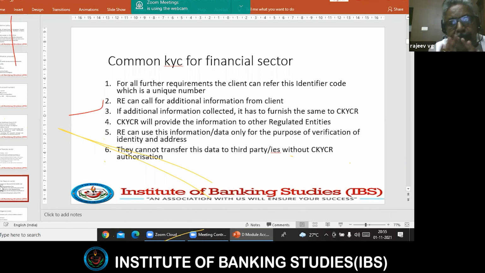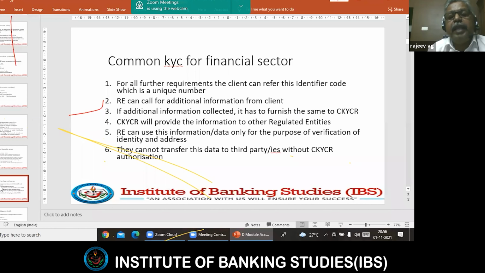And if the entire data is correct and there is no change in that data, he need not give any other documents to that particular regulated entity. If additional information is collected, it has to be furnished to him as well. And if there is an address change, and the RE asks for documents and the person submits them, then that also has to be uploaded to the CKYCR.